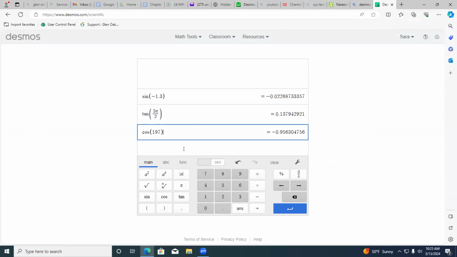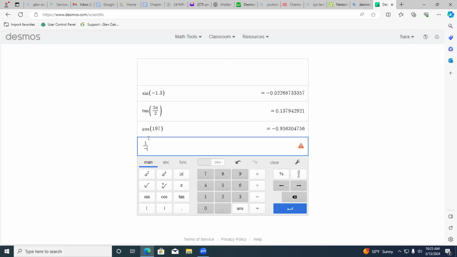And then secant. So secant is 1 over cosine. So that's going to be 1 divided by a negative 0.9563. So that is a negative 1.046.